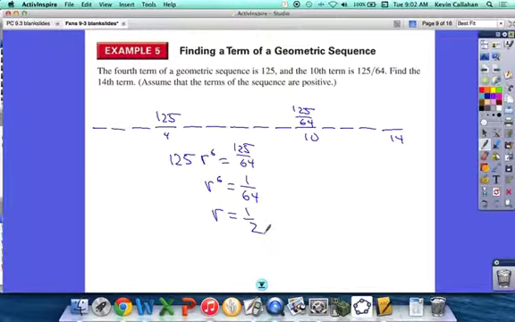Okay, so at this point, if you wanted to use the formula, you would have to find the first term. If you multiply times a half to get the next term, what would you multiply by to get the term before? Times 2, right? 250, 500, 1,000. Now you've got the first term and you've got the R, so you could use the formula. Or you can just multiply this times R. How many times did you multiply times R to go from the 10th to the 14th term? 4 times, right? So we're going to go 125 over 64 times 1/2 to the 4th.